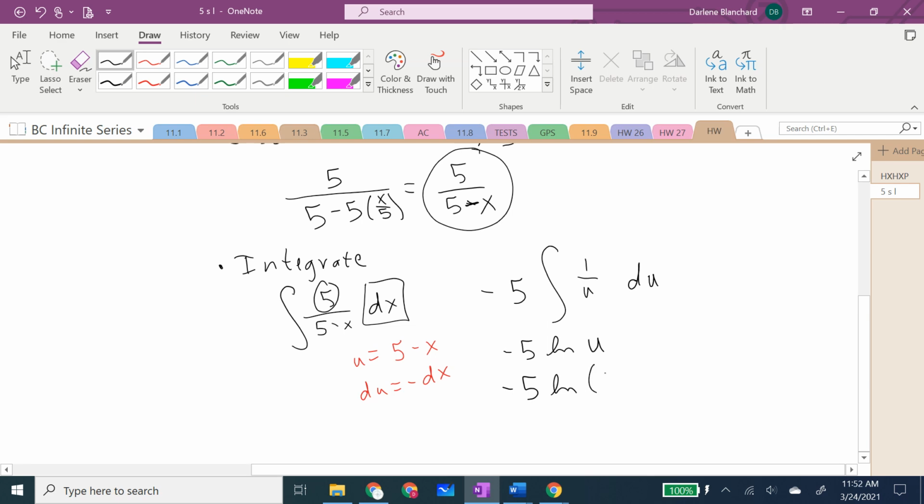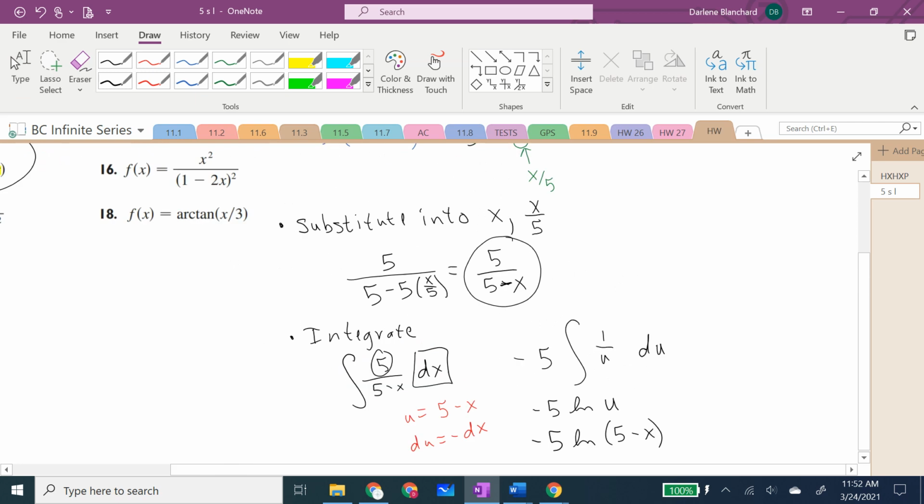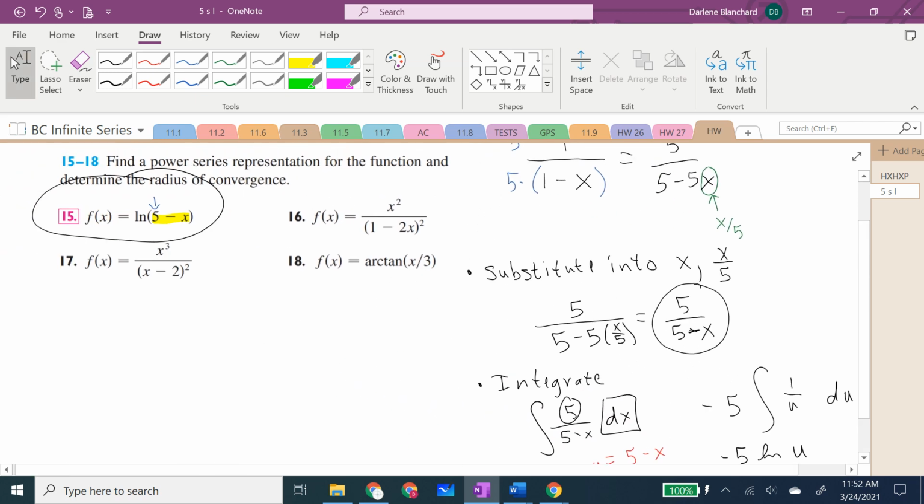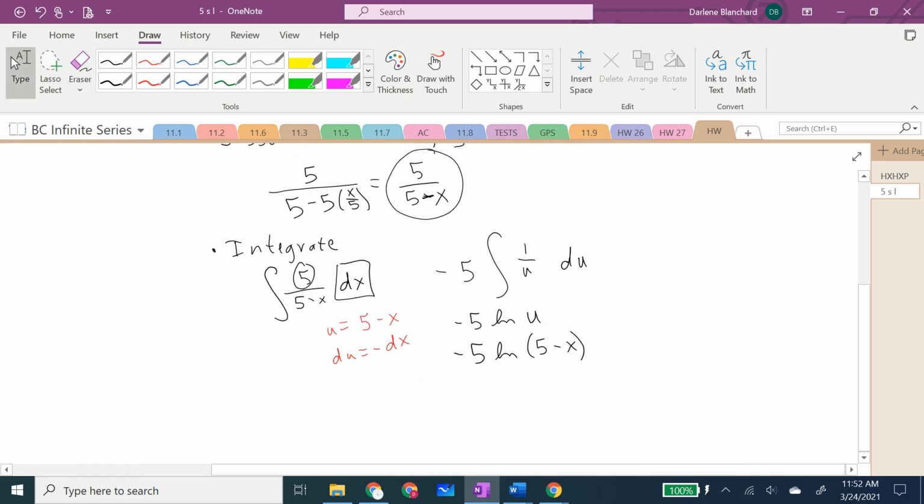U was 5 minus x. And I want to look at, is this the function that I intended to get? And the answer is no. I need to divide by negative 5, and then I'll be good.